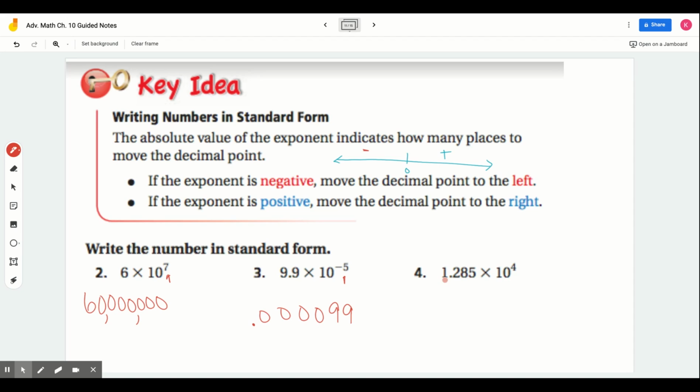With number 4, 1.285 times 10 to the 4th. Again, positive exponents, we're moving our decimal point to the right. So 1, 2, 3, 4 spots. So my answer would be 12,850.